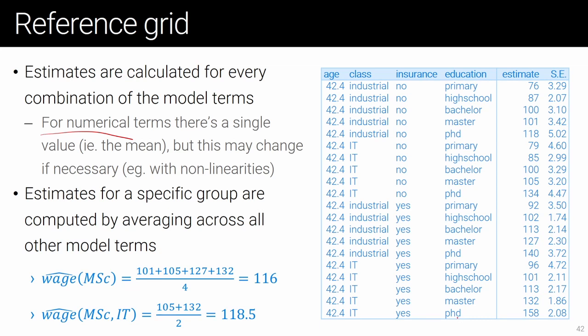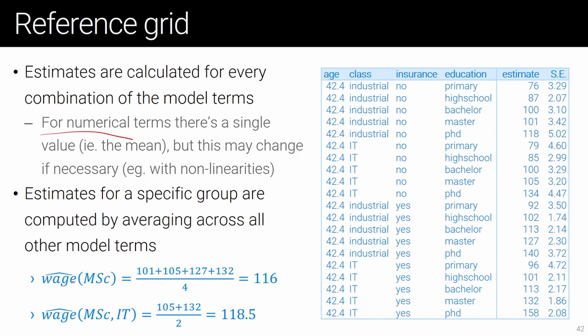Then what the software is going to do for us is compute the estimate and the standard error of that estimate for each of these combinations of the factors. So for any possible combination of the factors, we get the response of the model and the standard error. And if we want to look into the estimate for a specific group, what we do is average in this table all the treatments that correspond to that group.